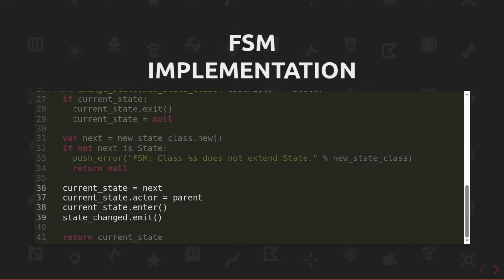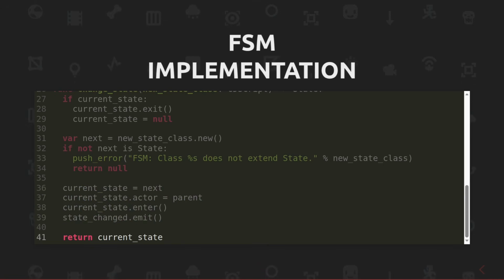But if it is a valid state, what we do next is update the current state variable reference to that new state. Then the parent member variable is injected to the current state as its actor. This is how all the different states of the finite state machine will have access to the actor that they act upon. Then we call the current state's enter method. And finally, when we have entered the current state, we emit the state changed signal, notifying anyone who's interested in it. And when all that's done and dusted, we return the new current state. So anyone who uses the finite state machine, which in most cases is the actor itself, can do whatever they want to do with that new current state.